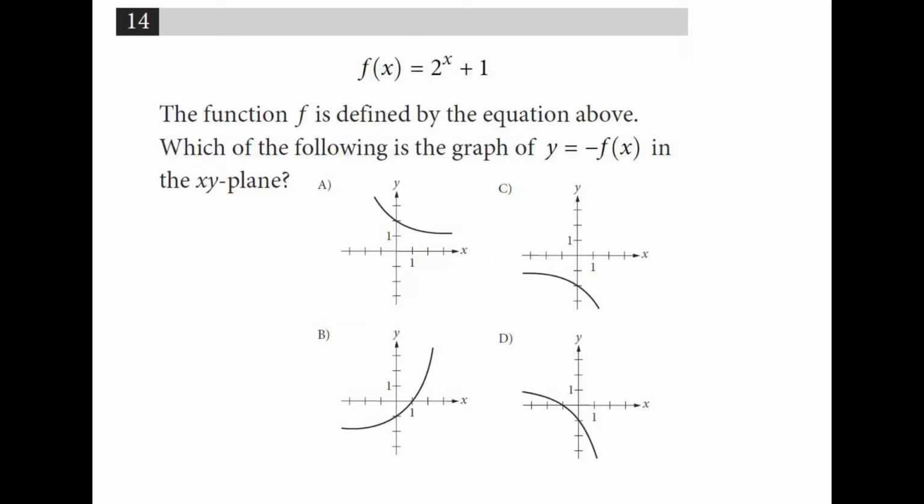So let's think about this equation. What happens when you plug in a 0? 2 to the power of 0 is 1, plus 1. Your intercept is (0, 2). And from there, we go up exponentially.